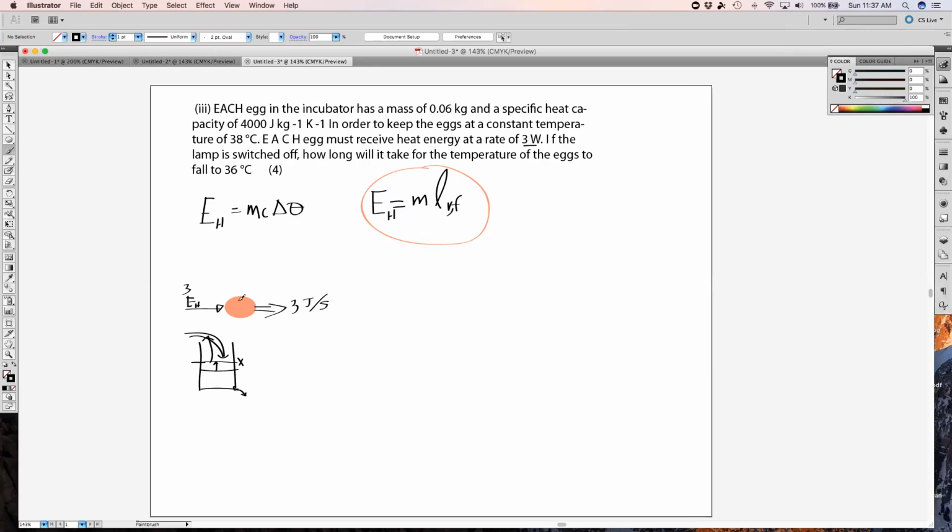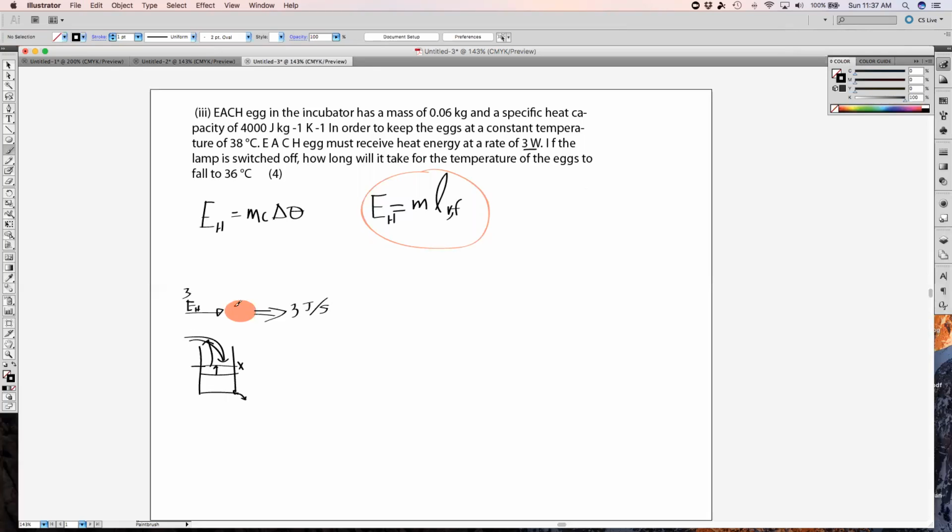That's the condition, right? So each egg must receive heat at a rate of 3 watts to keep the temperature constant, meaning if you were not supplying this heat, the temperature would drop. And it's going to drop because it's losing 3 joules every second, right? So we understand the situation with the egg. Even though there's insulation, even though the box is closed, you still have to provide heat, 3 joules every second, to keep the temperature fixed at 38.